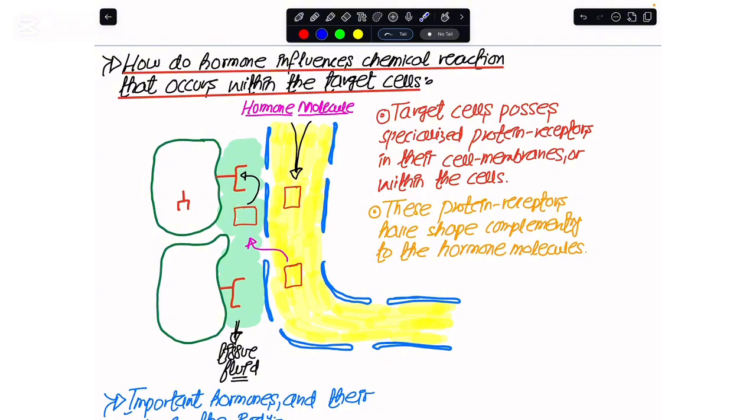So if I were to read these points, how does the hormone influence the chemical reactions that occur within the target cells? We say that the target cells have, in their cell surface membrane or inside them, some specialized protein receptors. And these protein receptors have a shape complementary to the hormone molecule. So the time they bind with these protein receptors, the activities of the target cells get influenced by these hormone molecules.